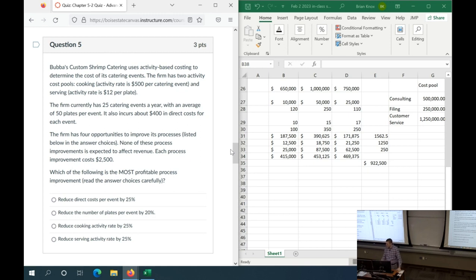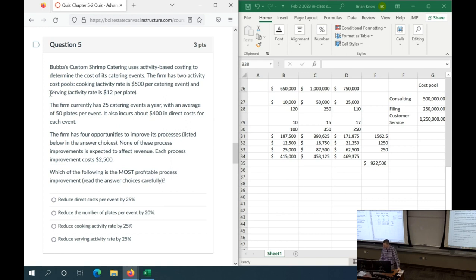Okay, good. All right, so Bubba's Custom Shrimp Catering uses activity-based costing to determine the cost of its catering events. The firm has 2 activity cost pools, cooking, which has an activity rate of $500 per catering event. So per catering event, we're going to be playing a little bit with what ABC can do, and it can allocate costs at different levels of the firm more easily than other costing systems. So it can charge per catering event $500, very, very simply.